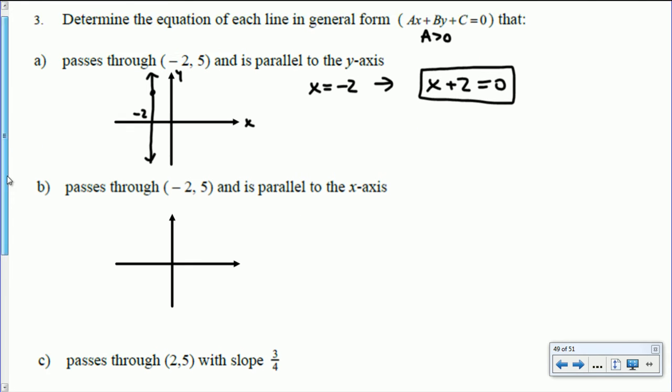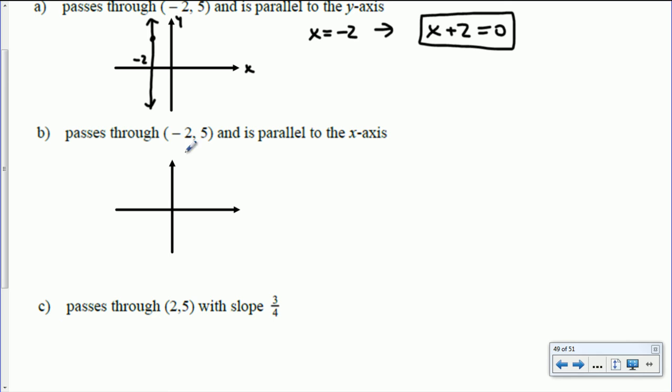Alright, next one, negative 2, 5, so I guess it's the same kind of point. Negative 2, 5, but this time we are parallel to the x-axis, so we should be drawing a horizontal line. And the y value along here is 5, so we have y equals 5. And we need to get everything to the same side. y subtract 5 equals 0.